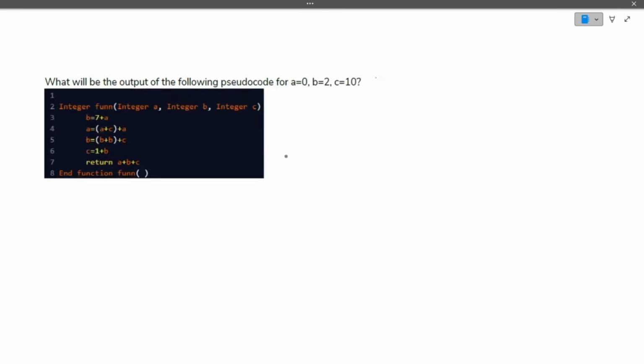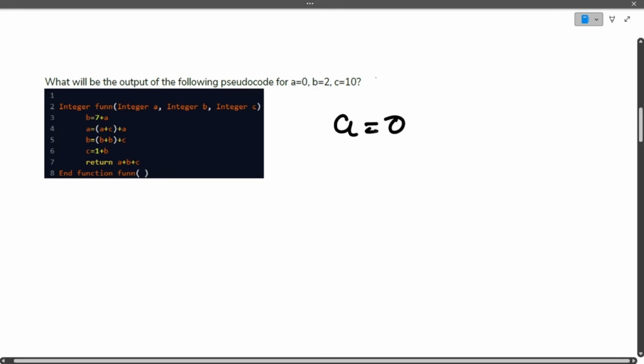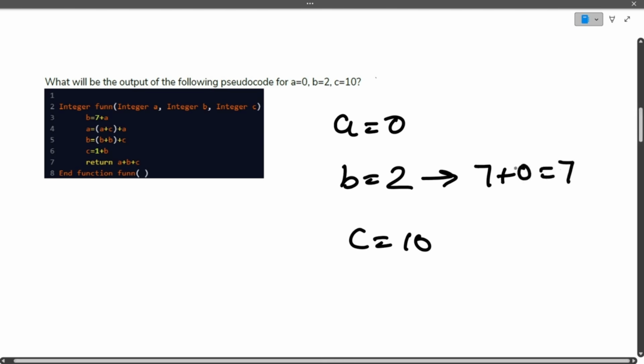Okay, so guys, the next pseudocode: what will be the output of the following pseudocode for A 0, B 2 and C 10. So A is given as 0, B is given as 2, C is given as 10. Let's just do it line by line. First of all, B is equal to 7 plus A. So B is now 7 plus A, that is 0, so it is equal to 7. So now B has become 7.